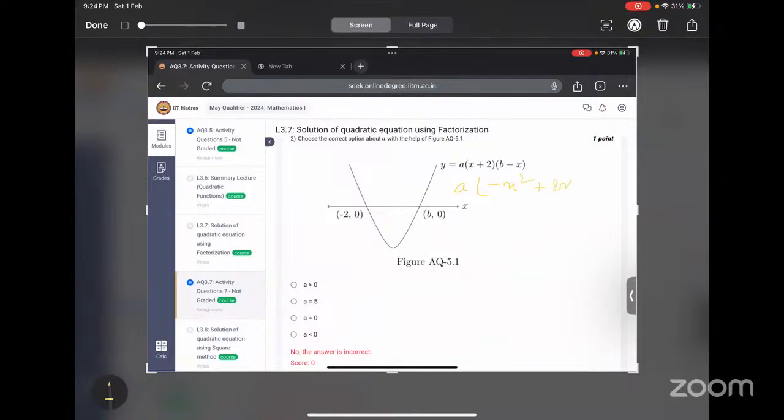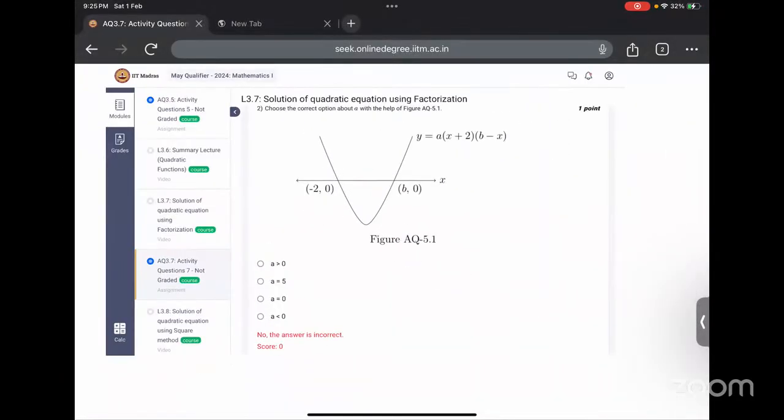Plus 2x, sorry, minus 2x plus bx plus 2b. Then we will get minus a x squared, then minus 2 minus b x plus 2b. This is the equation. And this parabola is in the upward direction, meaning the coefficient of x squared should be positive. That means minus a should be positive, which means a should be negative. Okay, ma'am, got it. Thank you.